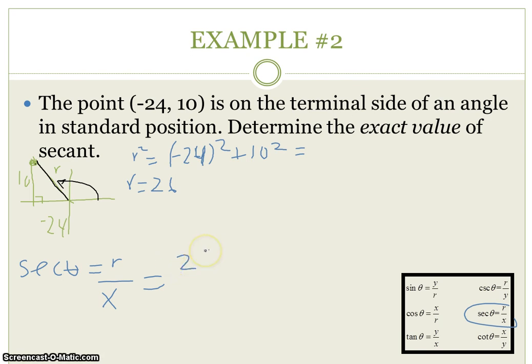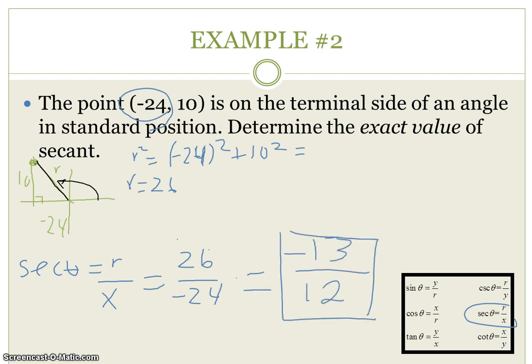R is 26, and my X is the X coordinate, which is negative 24. So I have 26 over negative 24. We can go ahead and reduce this fraction, and when I divide both of them by 2, I get negative 13 over 12. So since we were asked to find secant, which was R over X, I had my R of 26 over my X, which is negative 24. I reduced my fraction and end up with negative 13 over 12. Let's go ahead and move on.